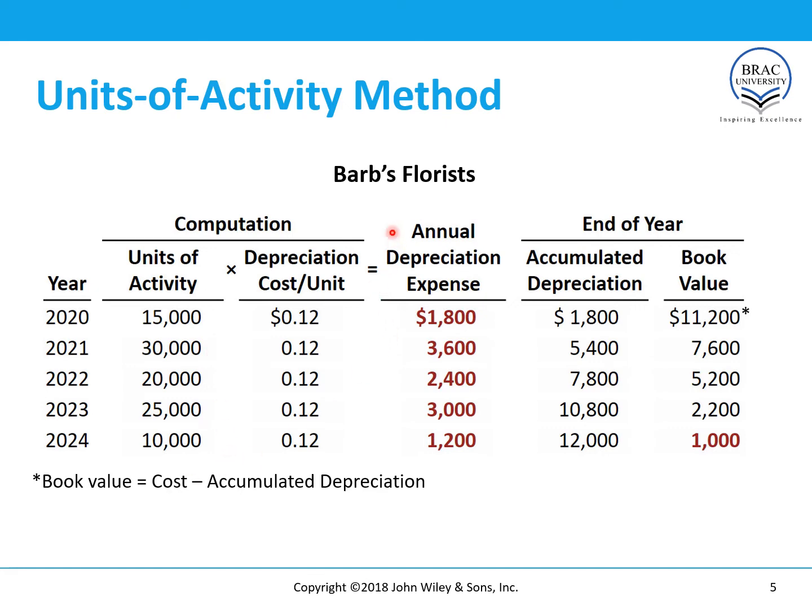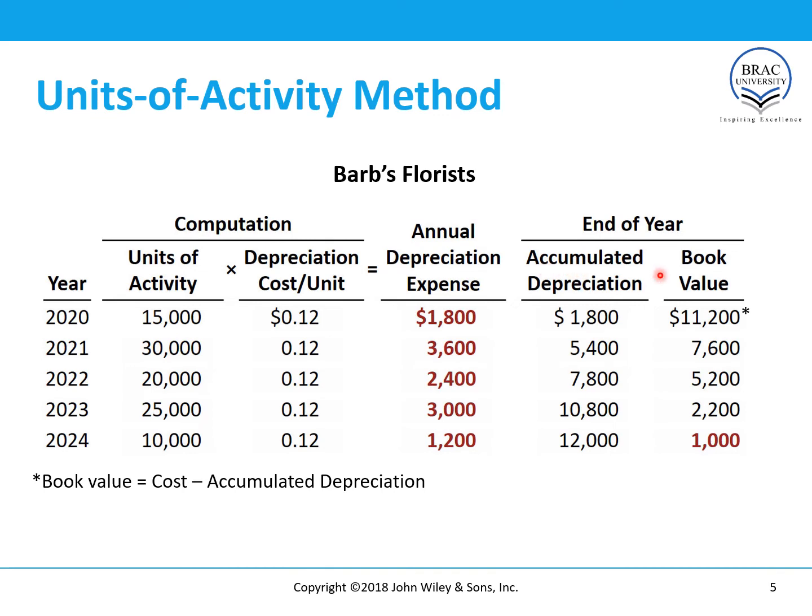And then we have the depreciable cost that was calculated in the previous slide, that was $0.12 per unit, and by multiplying the units of activity per year with the depreciation cost per unit, we get the annual depreciation expense, and it has different figures in each year.